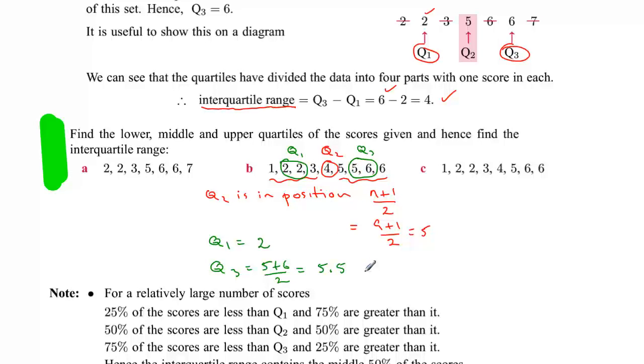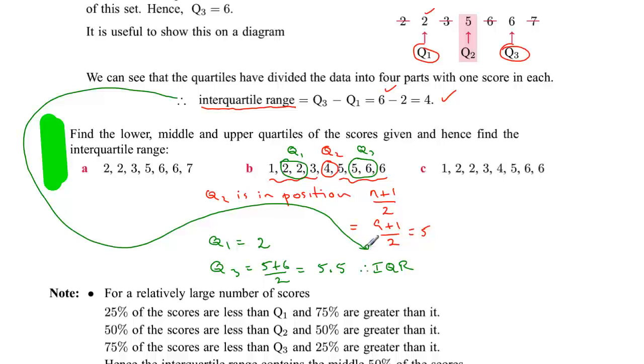Alright, so that means therefore that the interquartile range, which we'll work out down here, I'll just use the word IQR for that, interquartile range. So I'll just make sure that we understand that. That's what we mean. IQR would be equal to our third quartile, 5.5, take away our first quartile, which is 2, and that gives us an interquartile range of 3.5.